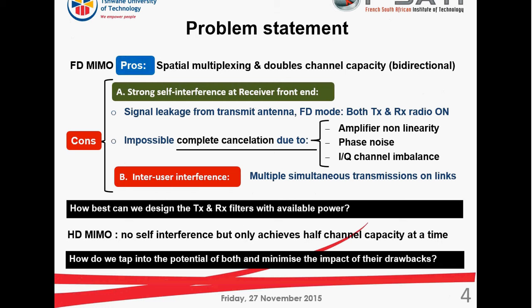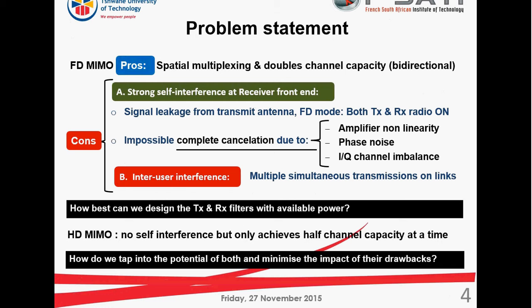The other problem associated with this is that it's impossible to completely cancel the self-interference, and this is due to the electronic nature of the actual transmitters used in the field. These imperfections of the transceiver include the amplifier nonlinearity, the phase noise, and the in-phase and quadrature channel imbalance.